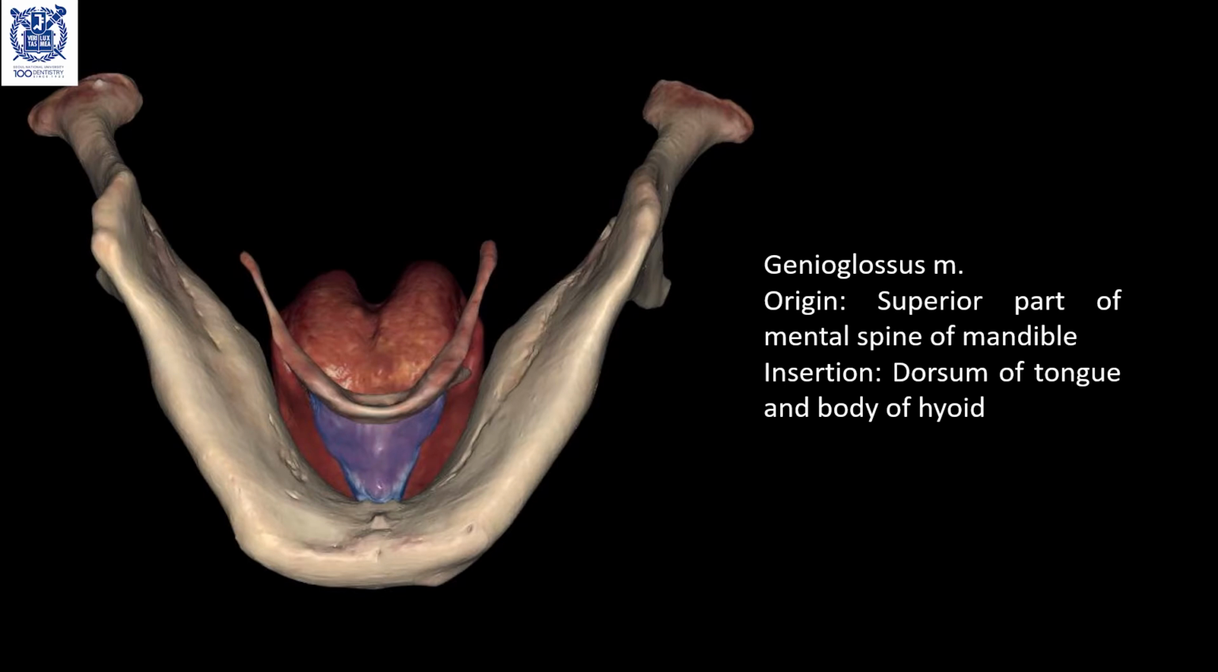The left and right genioglossus muscles protrude the tongue and deviate it towards the opposite side. When acting together, the muscles depress the center of the tongue at its back.